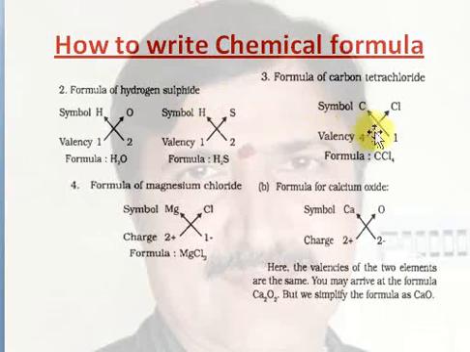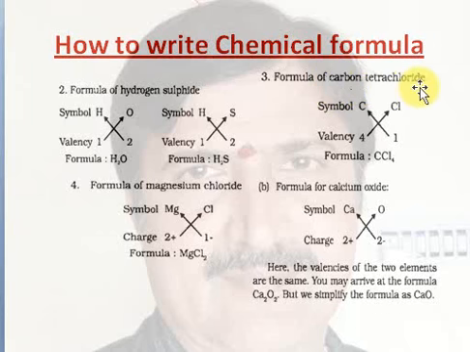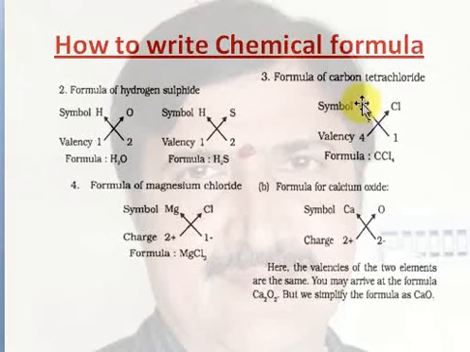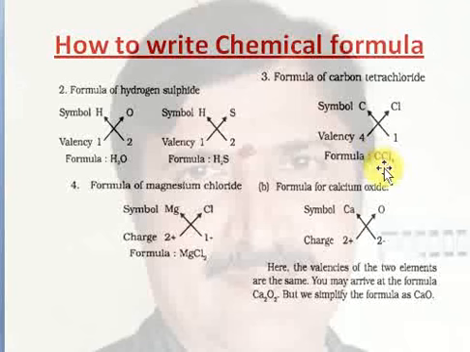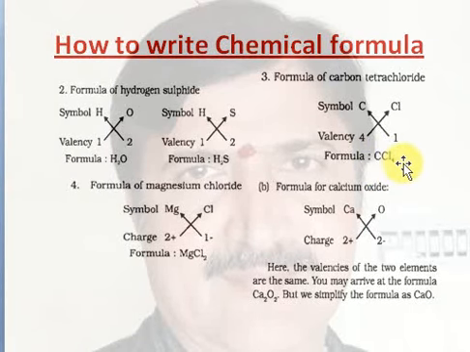Now let us take another example here. How to write the molecular formula of carbon tetrachloride. Write the symbol of carbon as C, and the symbol of chloride as Cl. Now write the valency. You know the valency of carbon is 4, and the valency of chlorine is 1. Now let us interchange. Then 1 comes in front of C, but we do not write 1. And 4 comes in front of Cl. So the molecular formula of carbon tetrachloride is CCl4.